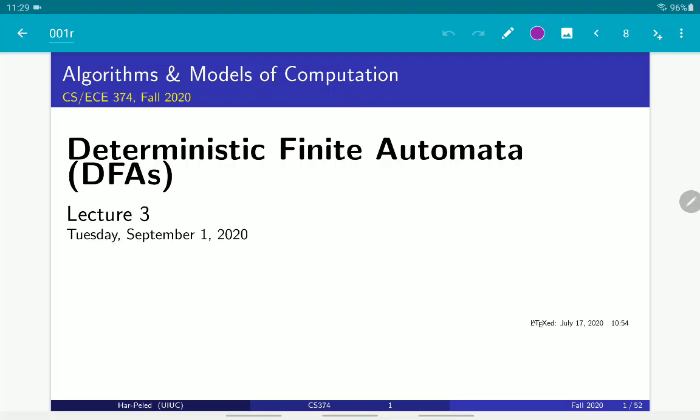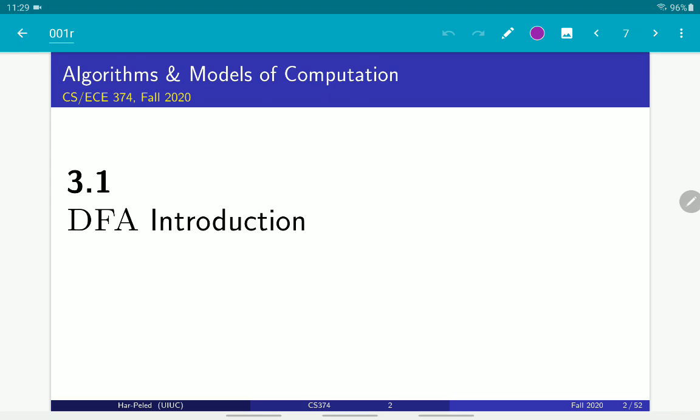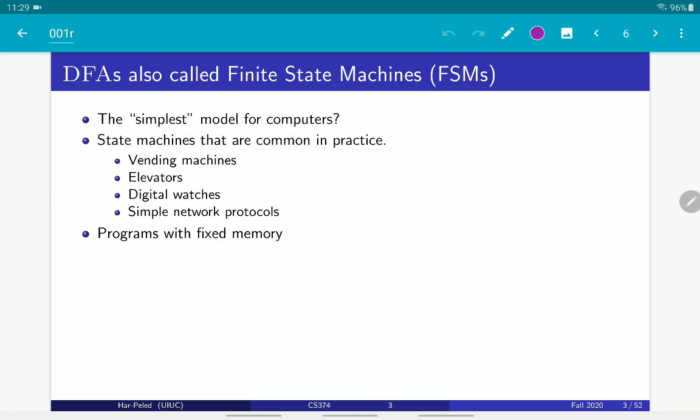Okay, so finally let's start talking about finite automata and specifically deterministic finite automata. So what are DFAs? You can think about them as the simplest, interesting model of computation. We have a program. The program has a state, but the state is very bounded. You need only a few bits to describe the state.